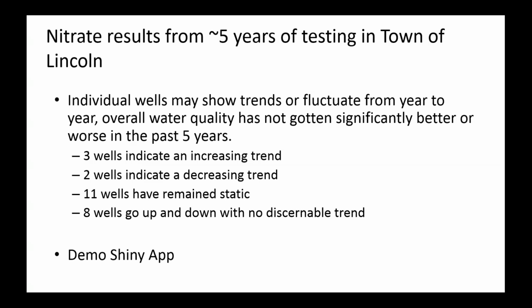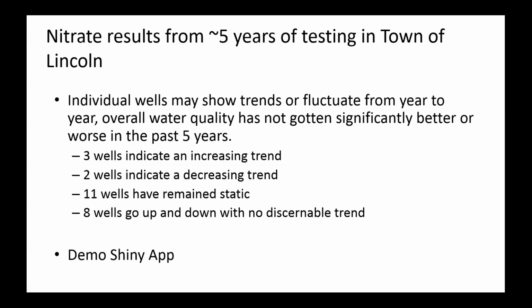So the summary would show that 3 wells indicate an increasing trend, 2 wells showed a decreasing trend, 11 wells were relatively static, and then there were 8 wells that went up and down, but didn't have any discernible trend associated with them. This information provides us with a good opportunity to look at what's happening around those 3 wells with an increasing trend or 2 wells with a decreasing trend.